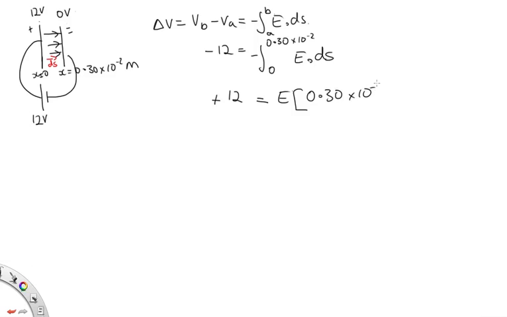0.30 times 10 to the minus 2 minus 0. And so E is equal to 12 over 0.30 times 10 to the minus 2. Solving that on the calculator, you end up with 4,000 volts per meter. So that tells us the size of the electric field in here.